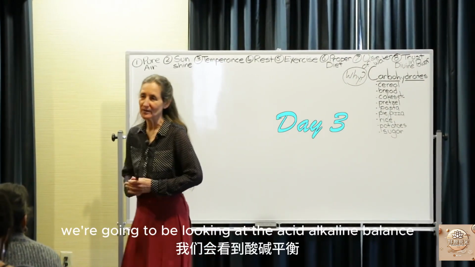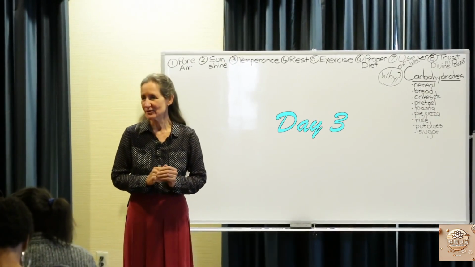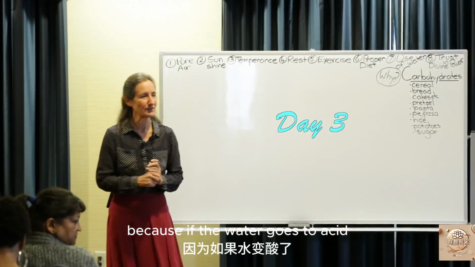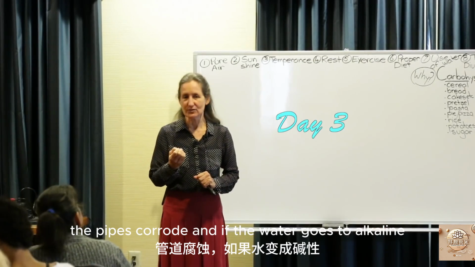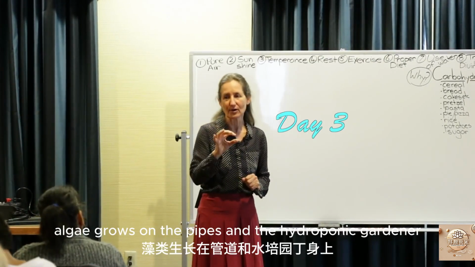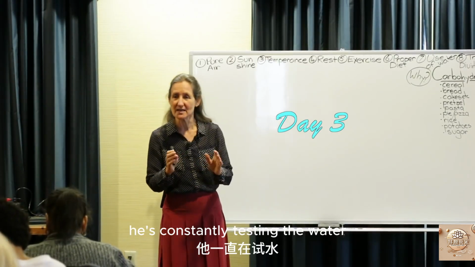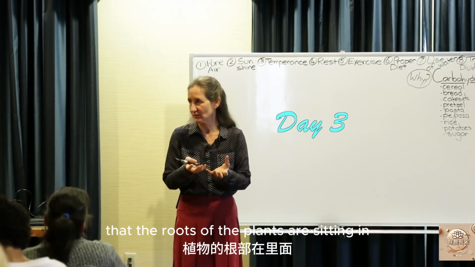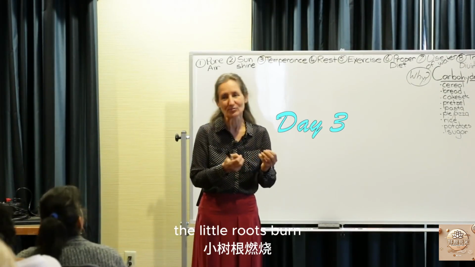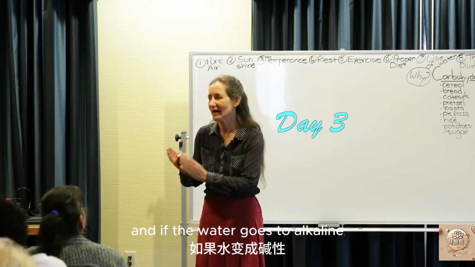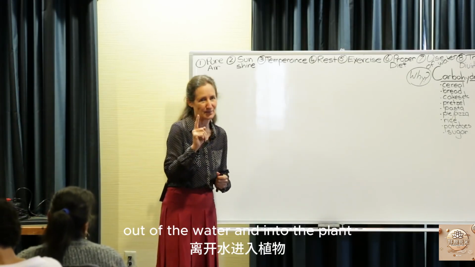This evening we're going to be looking at the acid-alkaline balance. Now if you've ever had a swimming pool, you test the water every morning because if the water goes to acid, the pipes corrode. And if the water goes to alkaline, algae grows on the pipes. And the hydroponic gardener, he's constantly testing the water that the roots of the plants are sitting in. Because if the water goes to acid, the little roots burn, and if the water goes to alkaline, he doesn't get the speed of uptake of minerals out of the water and into the plant.